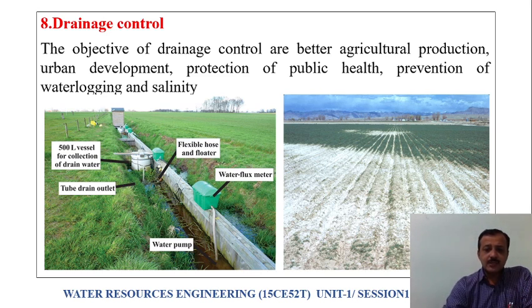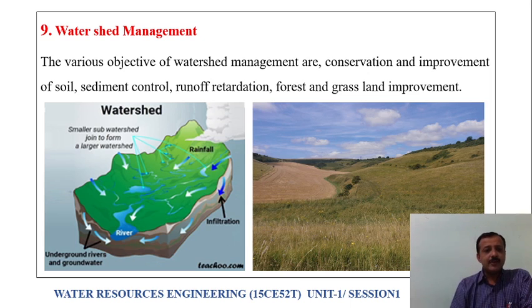Protecting these saline soils is also a very important part of water resource management. Next is watershed management. This is a watershed. A watershed is a boundary where the rainwater which is collected will be caught. The water will be caught in this particular boundary, and this forms a watershed.